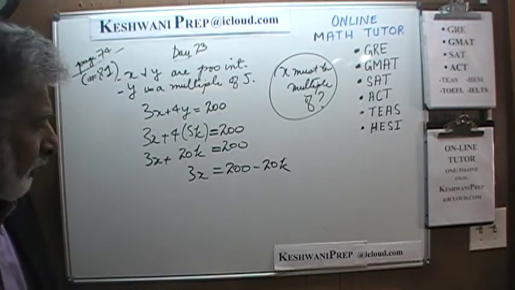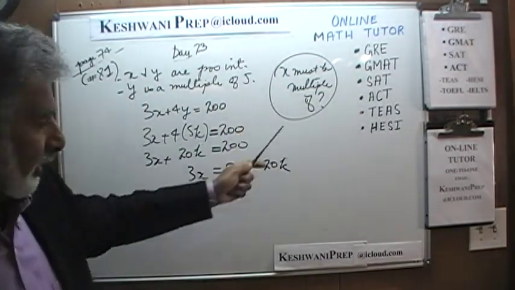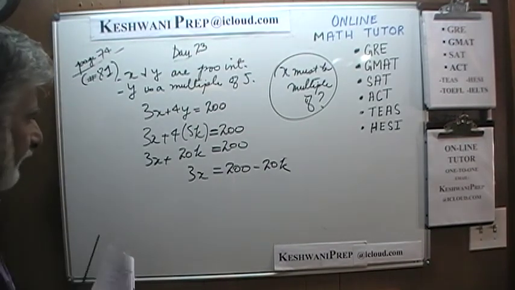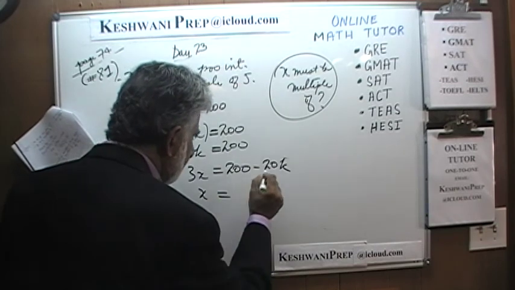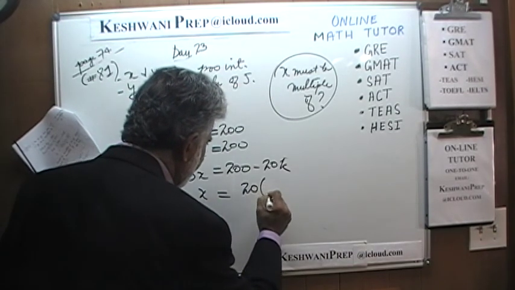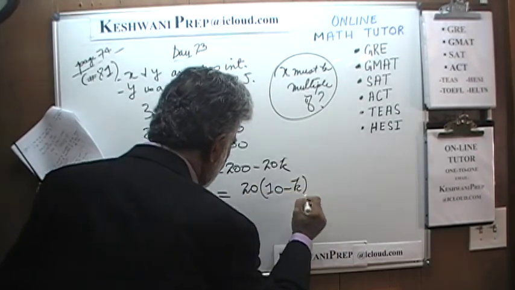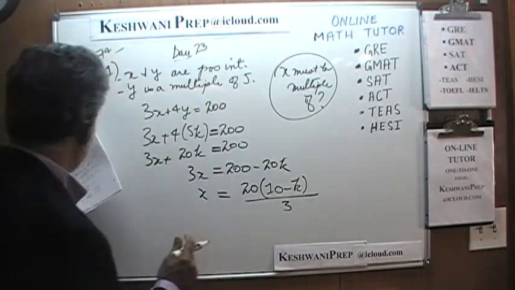Stay with me in this story, okay, because we're trying to figure out x is a multiple of what, and we're getting there. Well, we are almost there. Let's solve for x here. So x will equal (200 minus 20k) over 3. Let's take out 20 common, and we'll have 20 times (10 minus k) over 3.